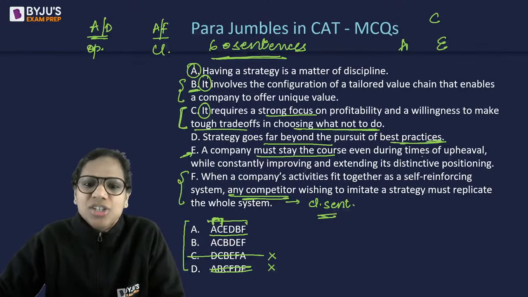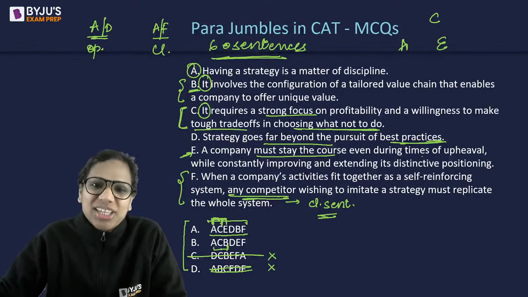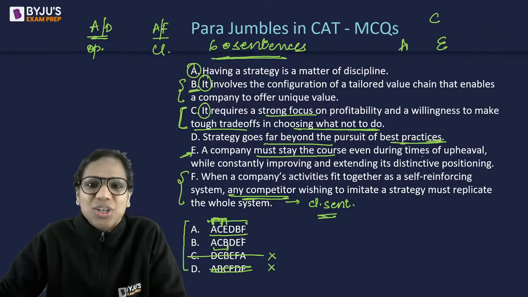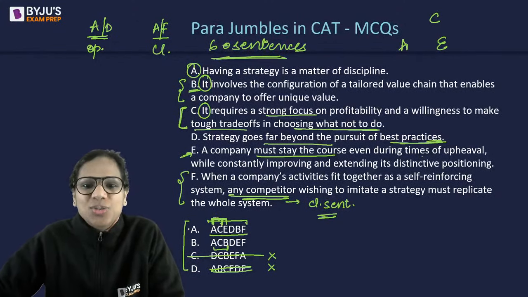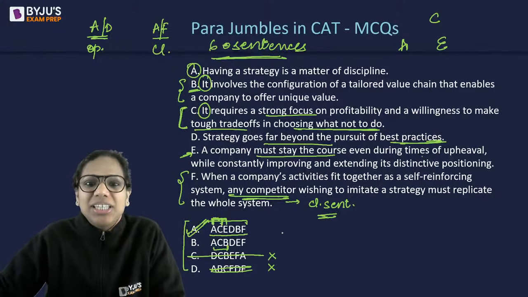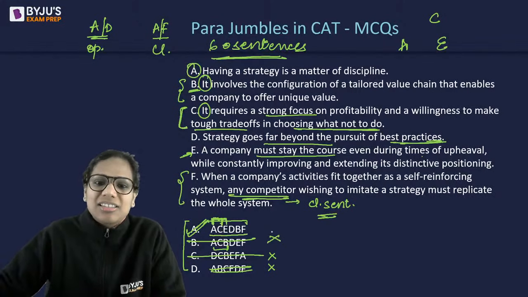Right. Now it's a choice, ACE, ACB. Yes. What do you say? ACE or ACB? I think we have addressed this as well. So it should be ACE, DBF. Okay. ACE, DBF. And that's why our answer is option A.